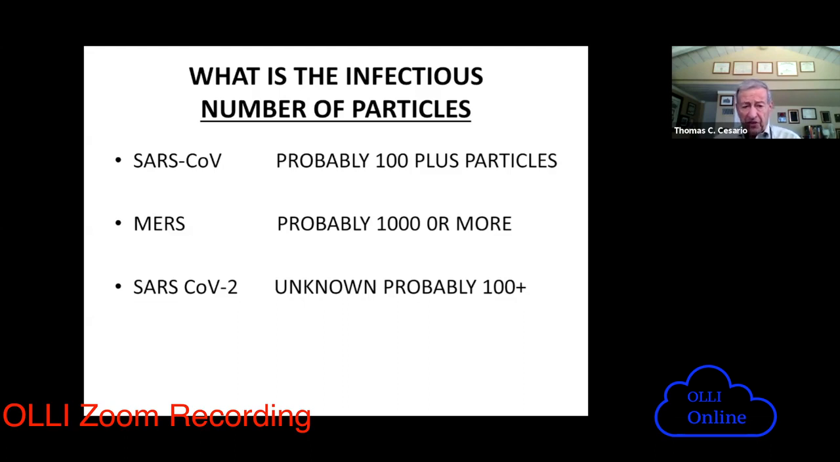So the question is, how much virus do you have to be exposed to get sick? Well, we know with the original SARS virus, it's probably a few hundred virus particles. The cousin, Middle East respiratory syndrome, the camel virus, probably takes 1,000 or more. We don't actually know for this particular one how many virus particles you have to breathe in to get infected, but we assume it's probably similar to SARS, what I call SARS-1, the original SARS-CoV virus. So probably in the range of a few hundred virus particles is what's necessary to get infected.